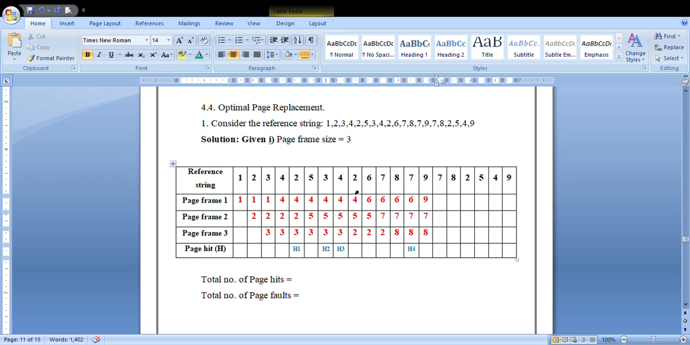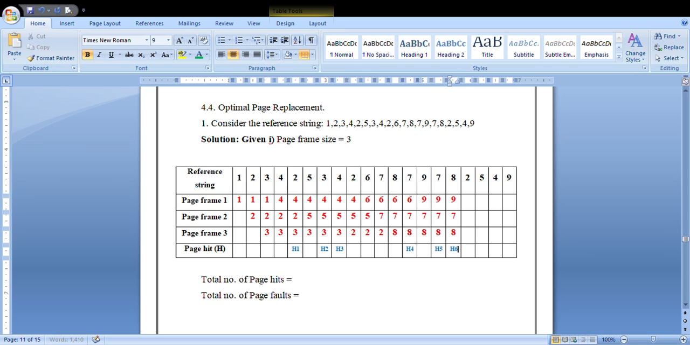Next is 7. 7 is already existing in the page frame. Mark it as hit 5. Next is 8. 8 is also already present in the page frame. Keep as it is. Hit 6.